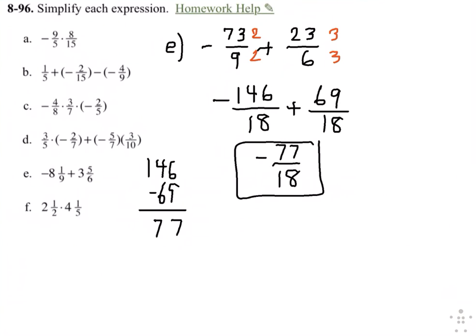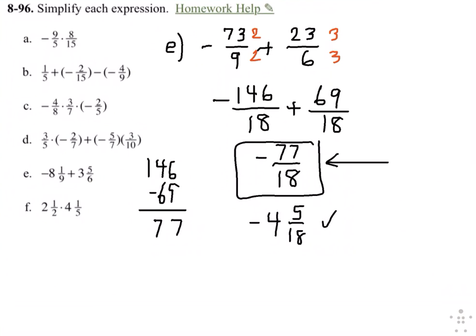If you wanted, for some odd reason, you could change it to a mixed number, right? 18 goes into 77, let me say, 4 times. 36, 72, right? So it'd be negative 4 and 5 18ths, right? I don't see any reason to do it. If you don't have to, and this is already done, I would leave it in this form, but for some reason people like to go to mixed numbers from improper fractions.